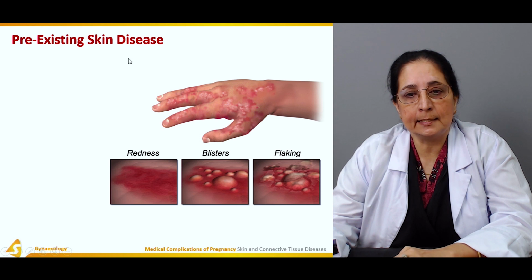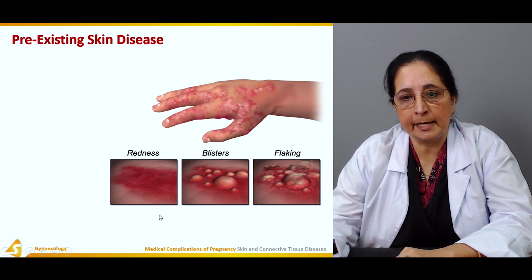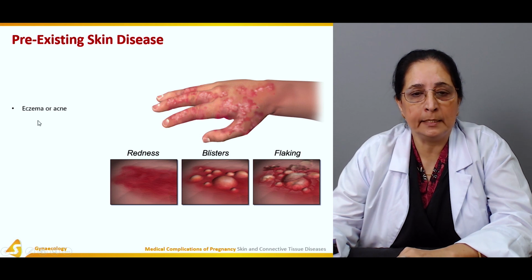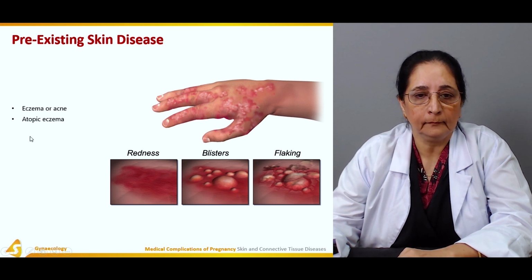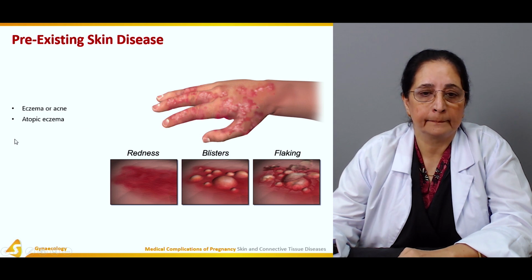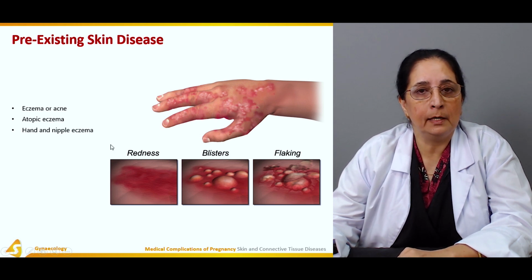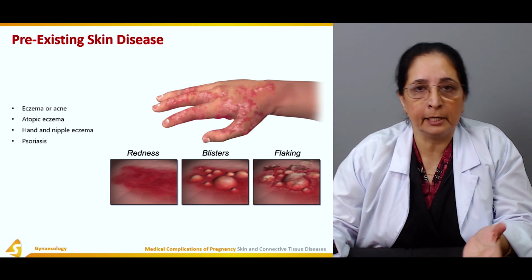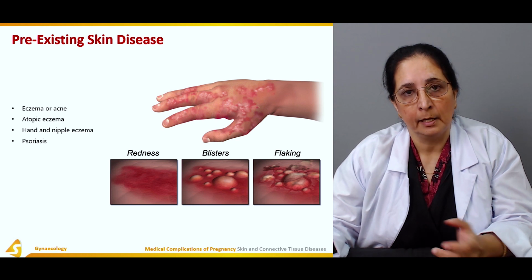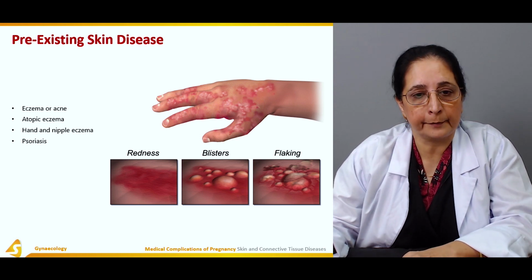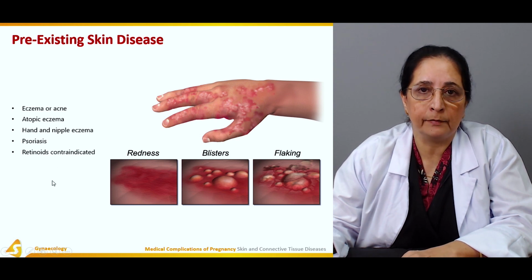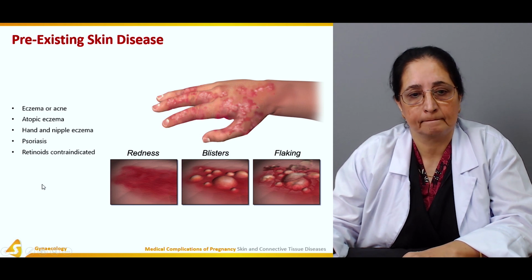Then pre-existing skin disease: we have redness, blisters, and flaking of the skin, all of which can be present. So eczema or acne, atopic eczema, hand and nipple eczema, psoriasis. All these are pre-existing skin conditions that can be present in women before the pregnancy. Retinoids are contraindicated for treatment during pregnancy.